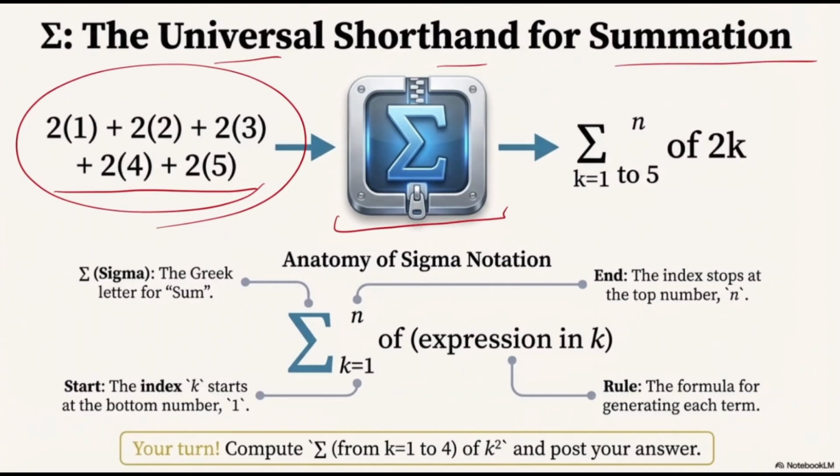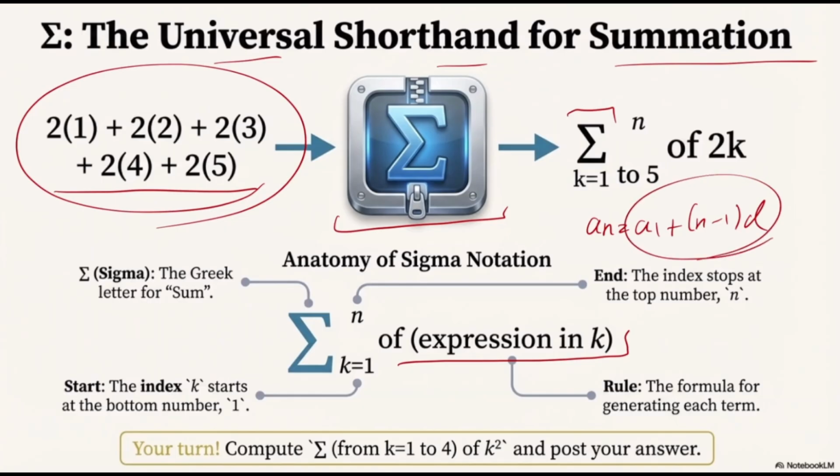Sigma is a Greek letter that we use in order to have a sum. And not only that, we are going to have this specific condition: inside the sigma, whatever number or pattern we have is going to be an expression in k. It means that, as we just saw, for instance, an is a1 plus n minus 1 times d. We are going to have this expression inside of this part.